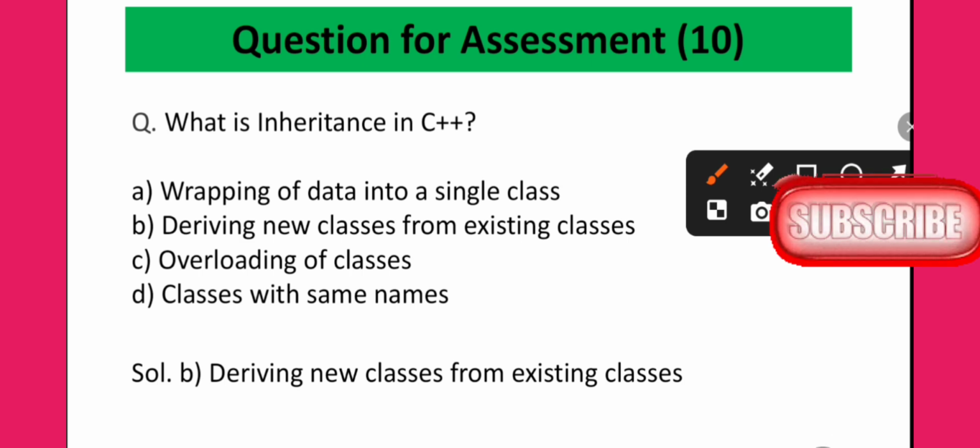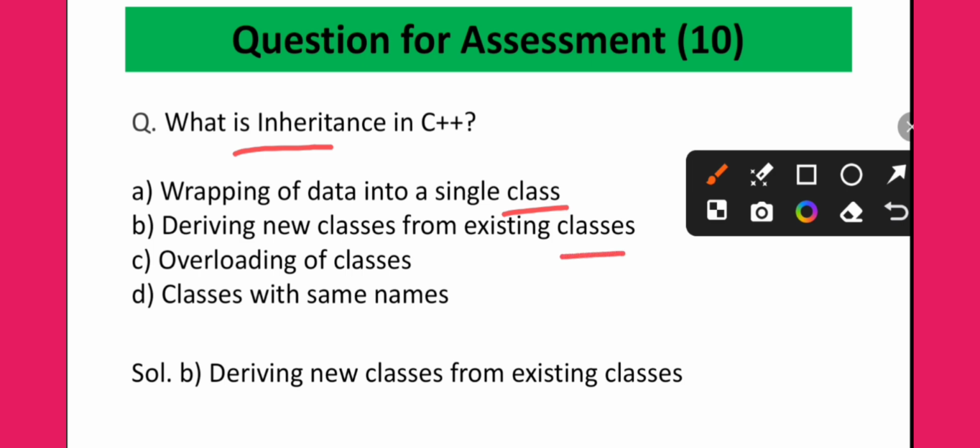In the previous lecture, the question was given to you: what is inheritance in C++? The options were wrapping of data into a single class, deriving new classes from the existing classes, overloading of classes with the same names. So I think we have discussed that inheritance means we can derive new classes from the existing classes.